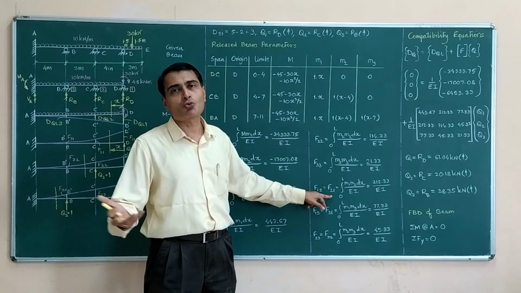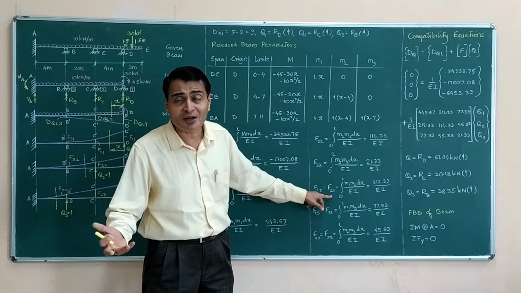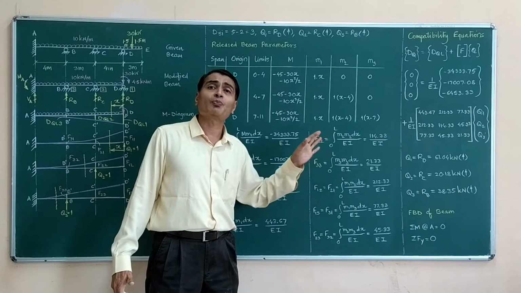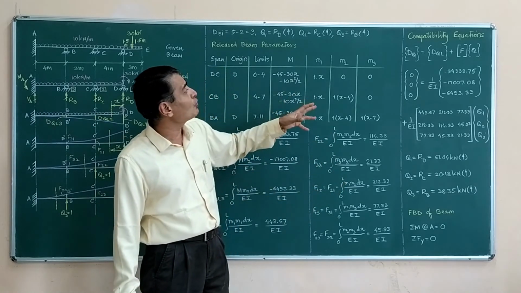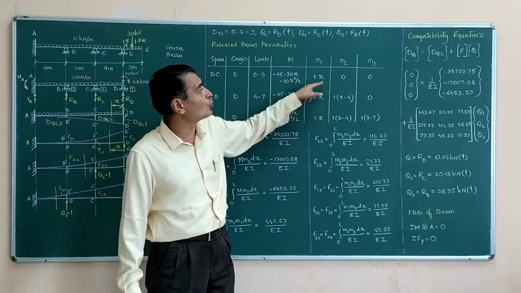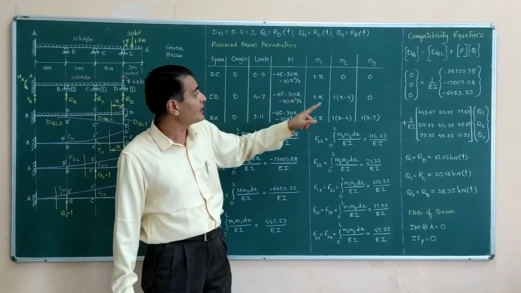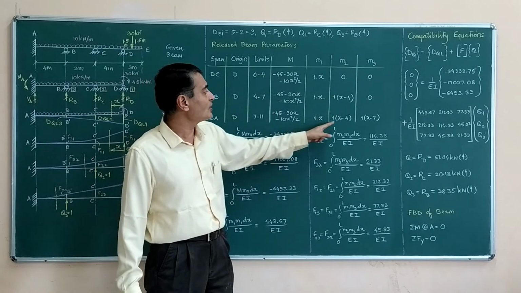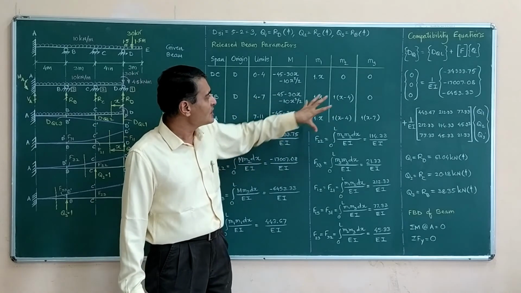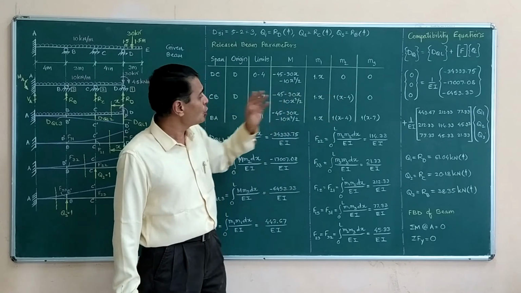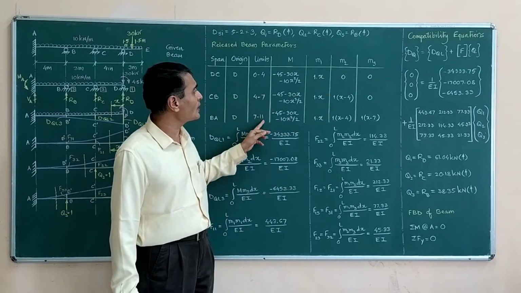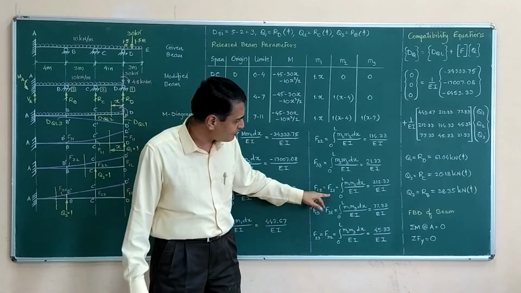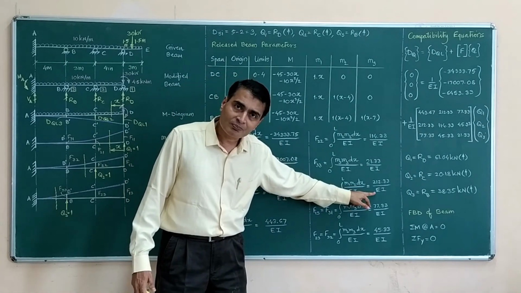F12 is the same as F21, the flexibility matrix is a symmetric matrix. It is going to be integral m1 m2 dx upon EI. When you calculate m1 m2, this term is 0, so not applicable. Your integration will be this into this from 4 to 7, this into this from 7 to 11. Since these terms are the same, you may directly calculate 4 to 11 x into x minus 4. You get the answer for F12 as well as F21.